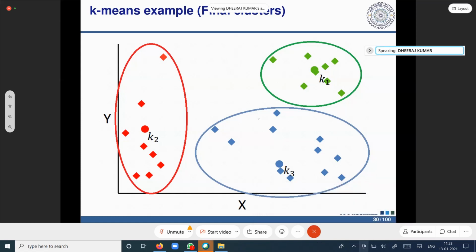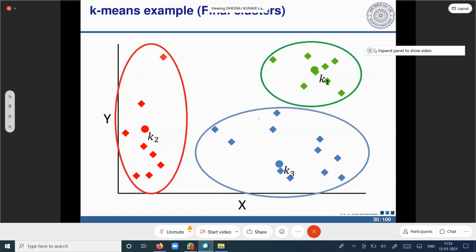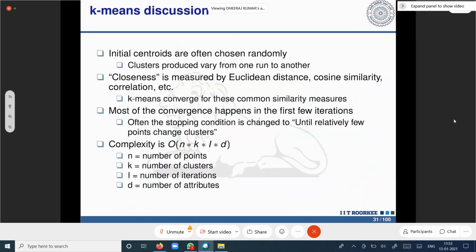So you have cluster K1, which is shown by green, cluster K2, which is shown by red, and blue, and the centroids represent the clusters. For example, if you get a new point and you want to find out which cluster it belongs to, we calculate the distance of that new point from the K1, K2, and K3 centroids and assign it to the closest cluster.